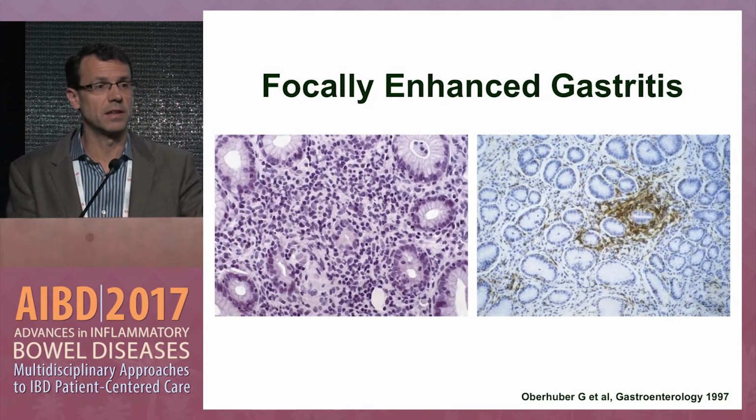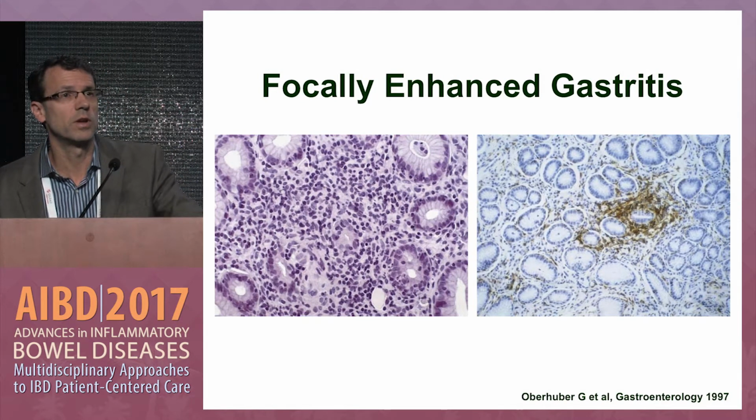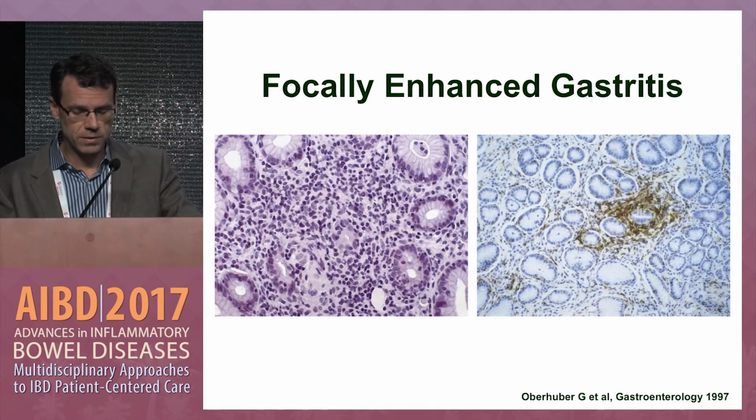What this looks like, this is on the left is high power view. You can see this predominance of chronic inflammatory cells, but where you really appreciate this lesion best is on low power. So on the right, this is a low power view with a stain for lymphocytes where you really appreciate the focality of the lesion.